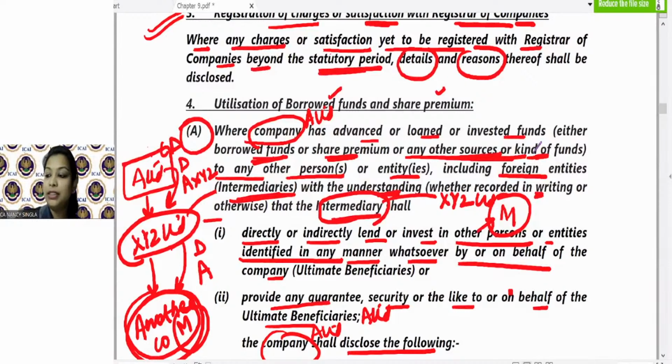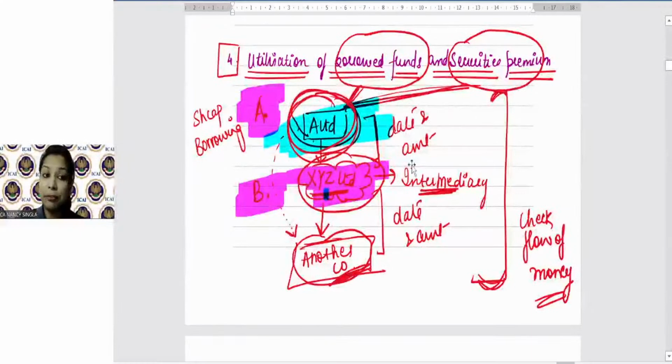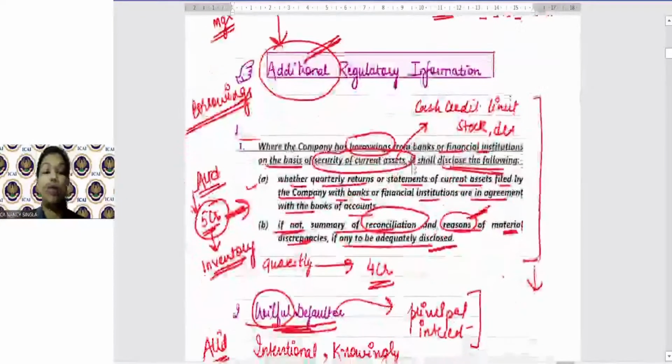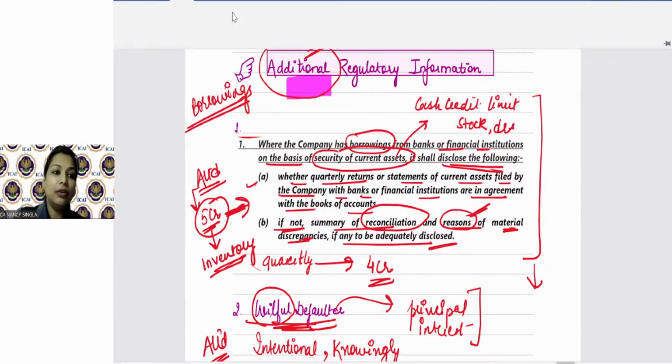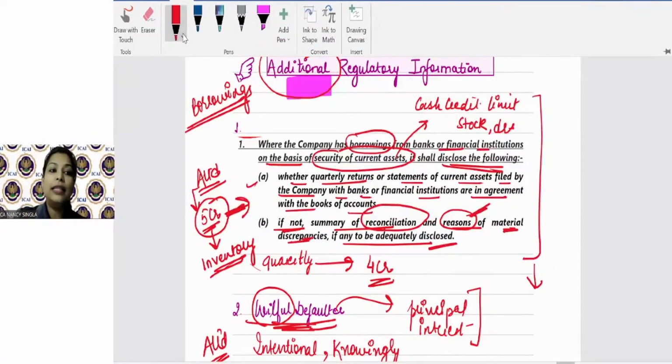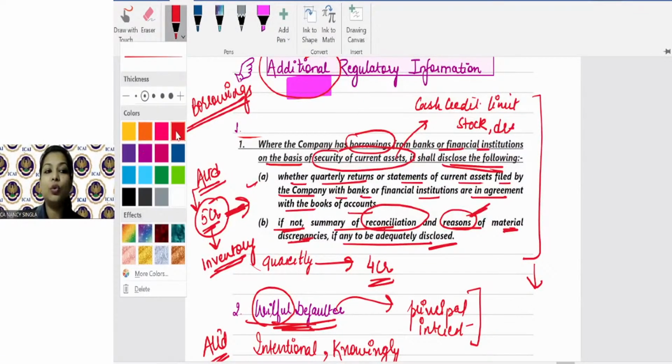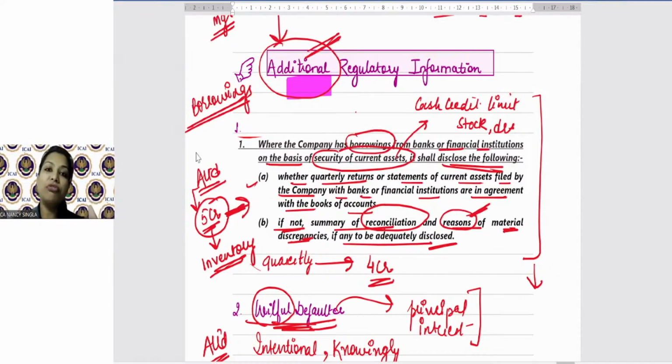Okay? So I hope these requirements are clear. The additional regulatory information, and I'm repeating it again, very, very important and very, very interesting and very, very easy also. Okay? So additional reporting requirements we have done with respect to borrowings. And I told you that since this 4th point relates to what? The securities premium also. So this same point is mentioned in your module under share capital notes also. So why is this mentioned? Because ये borrowed funds and securities premium दोनों के लिए applicable है.